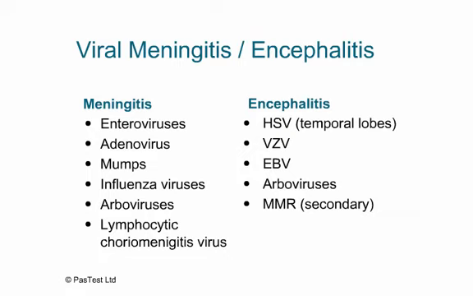Encephalitises are more severe infections and are classically associated with findings on imaging, so MRI or CT scan, in the parenchyma of the brain. The most frequent and most common is herpes simplex virus, which is associated with changes in the temporal lobes. And again, this is discussed in Lecture 1. The other herpes viruses can also cause this, and there is the very, very rare encephalitis associated with MMR vaccination.